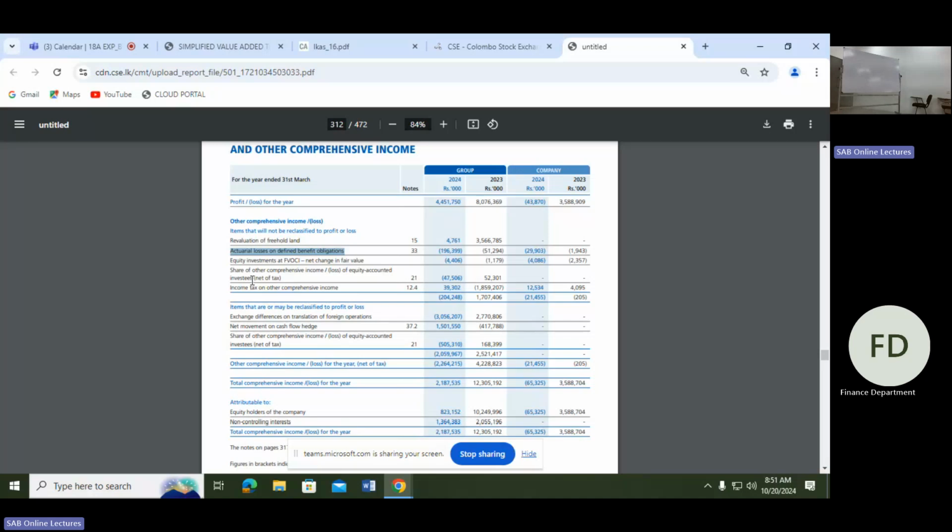Otherwise, in most cases we are not reclassifying to the P&L.